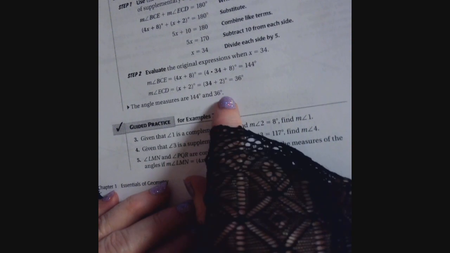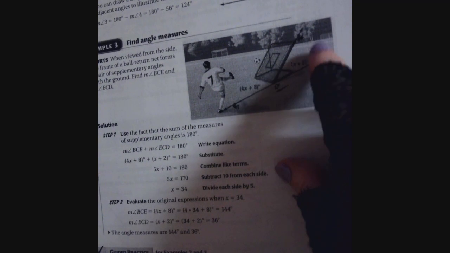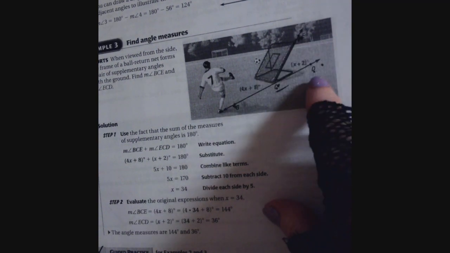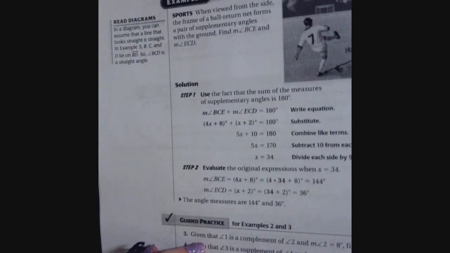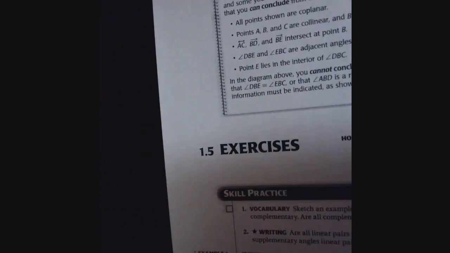Look how they write it in the book. You would either write a statement, the angle measures are 144 degrees and 36 degrees, or you would say angle BCE is 144 and angle ECD is 36. All right? So make sure you always go back and plug it in and answer the question.